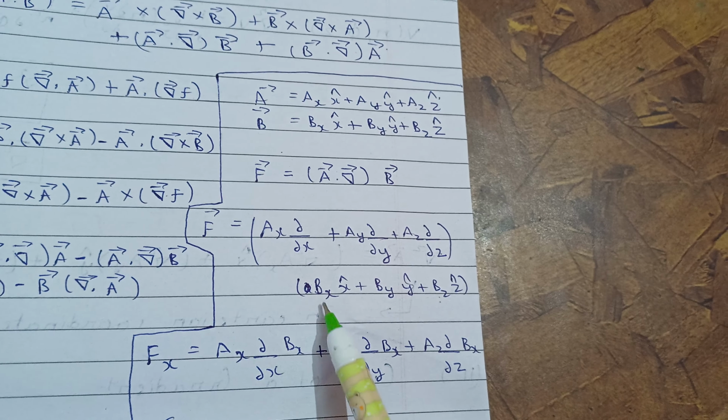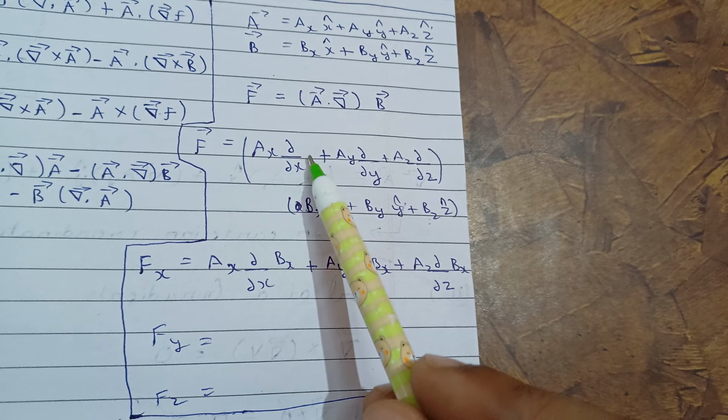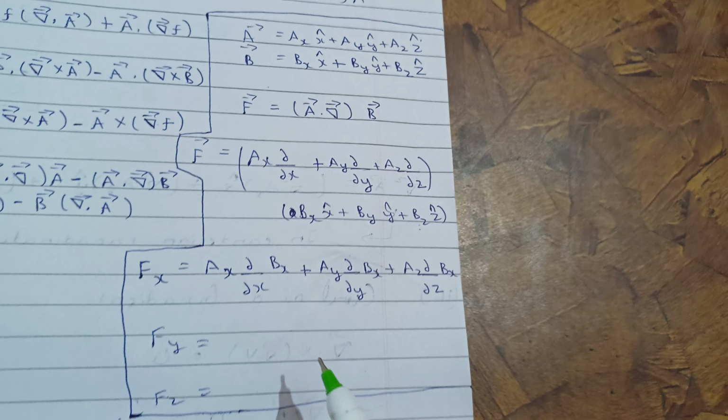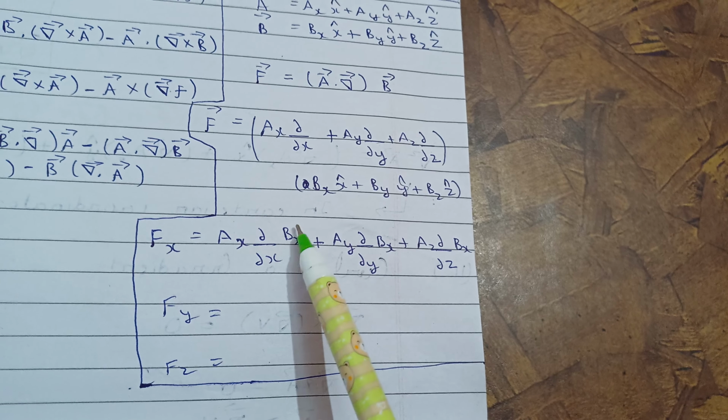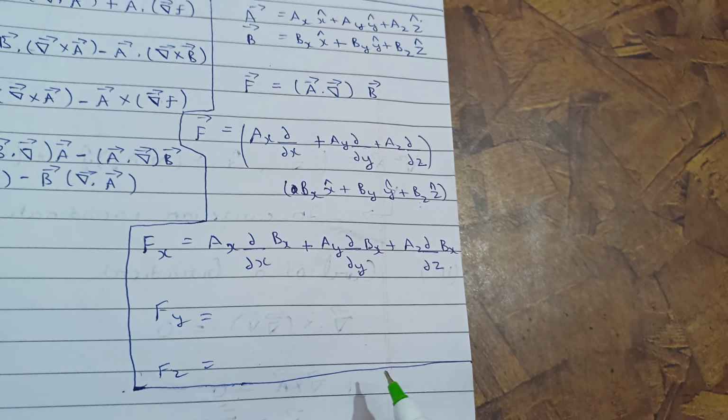So you will get three components for f, that is fx, fy, fz. fx will be when this whole operator operates on bx, you will get the x component. When this whole operates on by, you will get fy. When this whole operates on bz, you will get fz. So fx will be ax del bx by del x, ay del bx by del y, means everywhere it will be bx only. For fy it will be by in every place, and for fz it will be bz at every place. So that's how it is different.